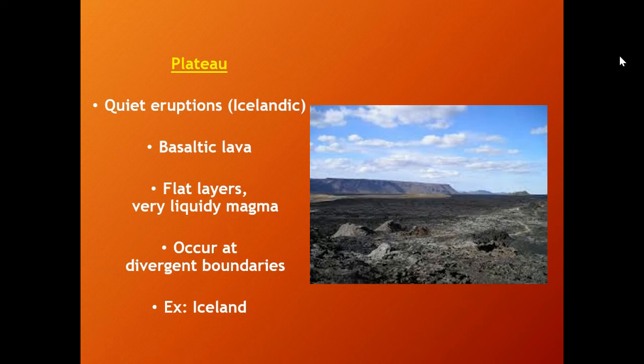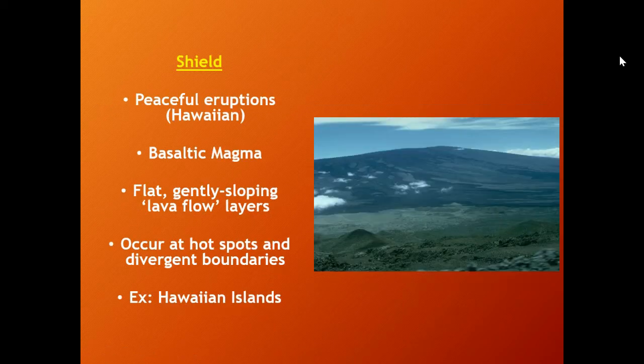If the mantle magma is a little bit more viscous, you might form a shield volcano. This is gently sloping layers. Again, the magma is pretty runny. It's mantle magma, it's basaltic magma, but the layers are gently sloping and they build up pretty tall.